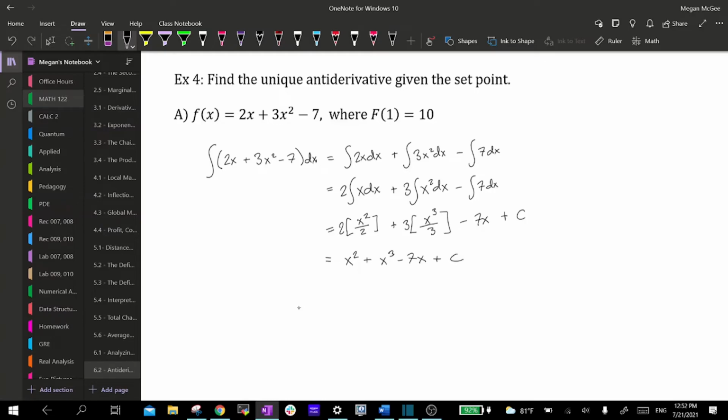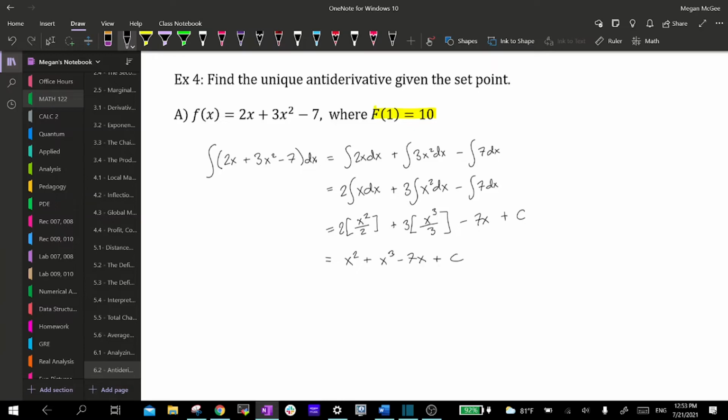So we've found the general antiderivative. Okay. But we're asked to find the unique antiderivative, so we need to find what that c value needs to be. Okay, and the way that we do that is we use this additional information that we were given. F of 1 is equal to 10.